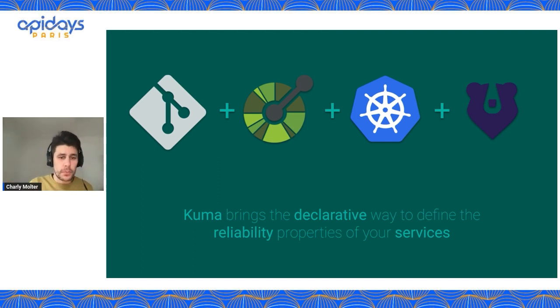We just went over a bunch of examples to show you that Kuma can bring the declarative way to define reliability properties of your service, right? So we showed that Git gives you version control, right? You can easily check in files. You get everything that goes nowadays with Git, which is GitLab, GitHub, that actually gets you CI, pull request workflows, development workflows, team coordination, and stuff like that, right? So you get that out of Git.